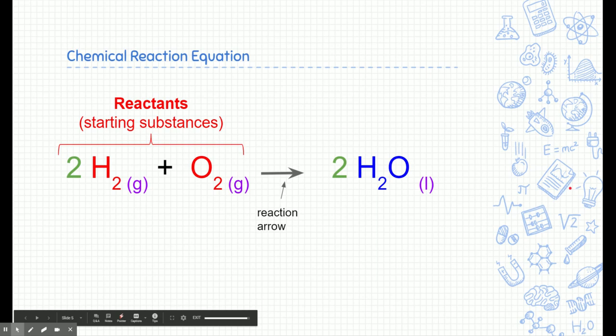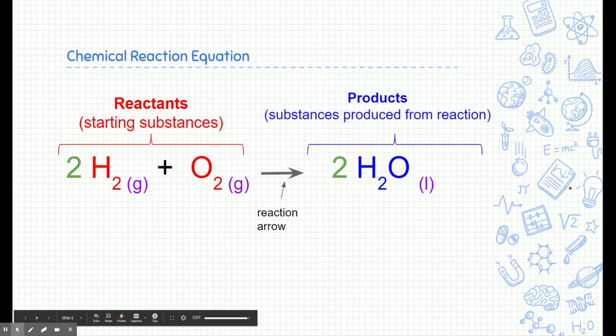Now the reaction arrow represents a change. The change is taking place and it's going through a reaction. On the right side of the arrow, we get a product or products, and these are the substances that are produced from the reactants. They're the things that the reactants were changed into.